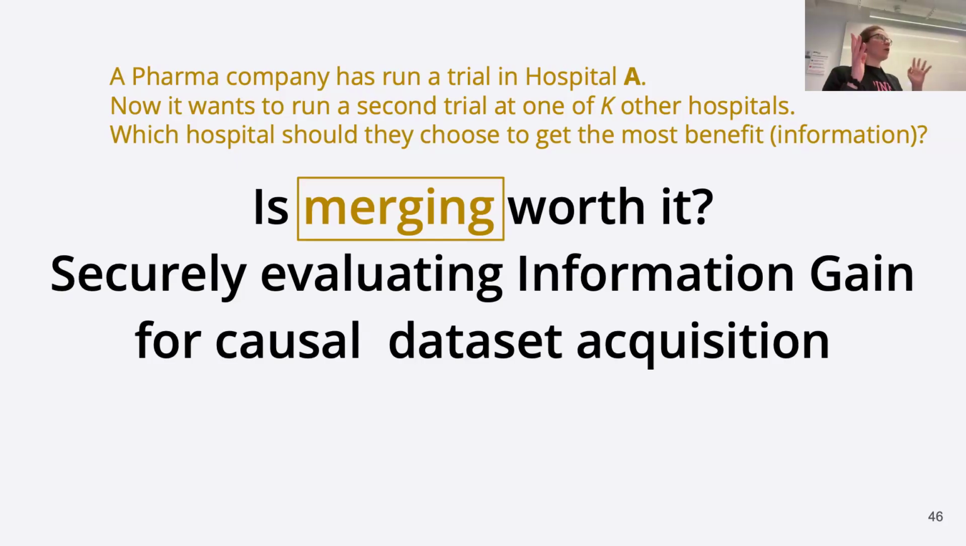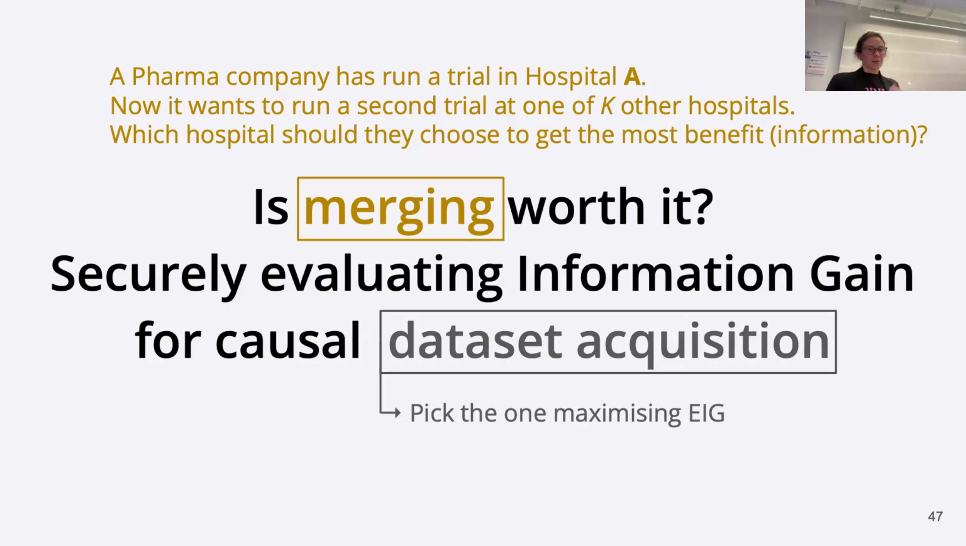Now, to give you a concrete example, think about a pharma company that has run a clinical trial in hospital A for maybe some rare disease, for a drug for a rare disease. Now the hospital wants to run a second trial, maybe because it didn't get enough power for their calculations. The hospital wants to run a second trial at one of K other possible hospitals. And the question is, which hospital should they choose in order to get the most benefit, or in other words, get the most information? This is what we mean by merging, dataset merging, or data fusion.